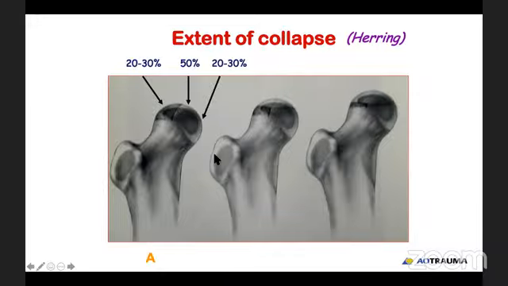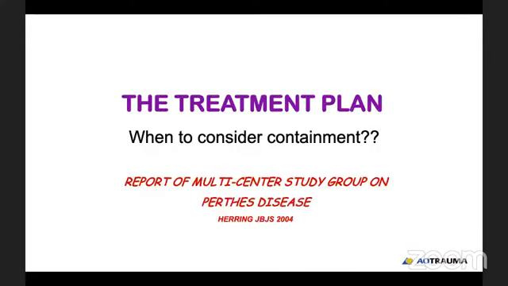So that's divided into Herring A, B, and C. And then, of course, you also have a subgroup which is called B/C. So Herring A is when you have a normal height of the lateral pillar. B is where less than half of the lateral pillar is collapsed. And C is where more than half of the lateral pillar is collapsed. So therefore, once you have these 5 important parameters which help you in the decision-making process, this will really help us to consider which hips will benefit from containment, which hips will not benefit from containment, and which hips do not require containment.